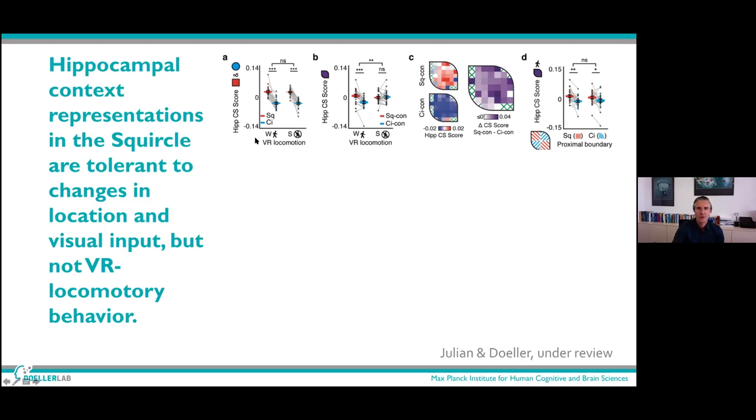What we see here for the original environments, the square and the circle, is that the effect is not driven by locomotion. For the walking, that's W, and the standing still, S, trials, we see significant decoding effects, so square trials can be separated from circle trials. Interestingly, in the squircle, the ambiguous environment, we only see the effect for walking. It looks a bit like at the beginning, when they stand still, they still don't separate the original representations, but only when they walk does either the square or the circle activation reactivation become active.